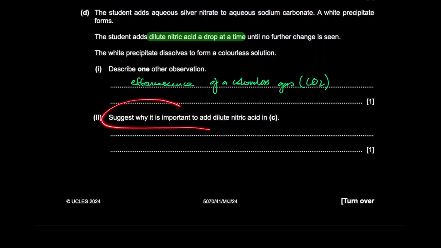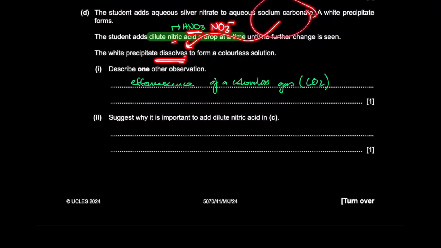Now, why it's important to add dilute nitric acid in part C. Nitric acid is HNO3. So why add nitric acid? Because you know that nothing will form a precipitate with nitrate ions. Okay, so it guarantees that whatever the carbonate is, anything will dissolve in nitric acid and no cation will form a precipitate with nitrate. Okay, so that's why we add nitric acid.